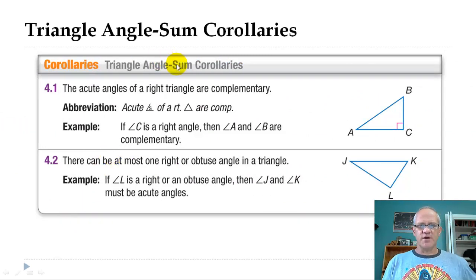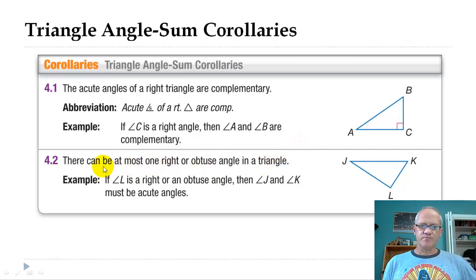Triangle angle sum corollaries. These are just a couple of things that are based off of what we've just learned that may be helpful to you at some point. This first one here says the acute angles of a right triangle are complementary. So in other words, if these all have to add up to 180 and you know you have a right angle, the other two together have to be 90. Kind of makes sense, right?